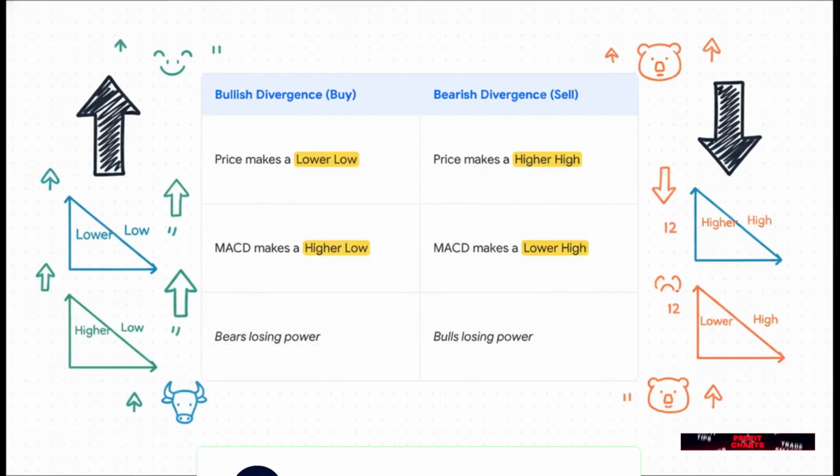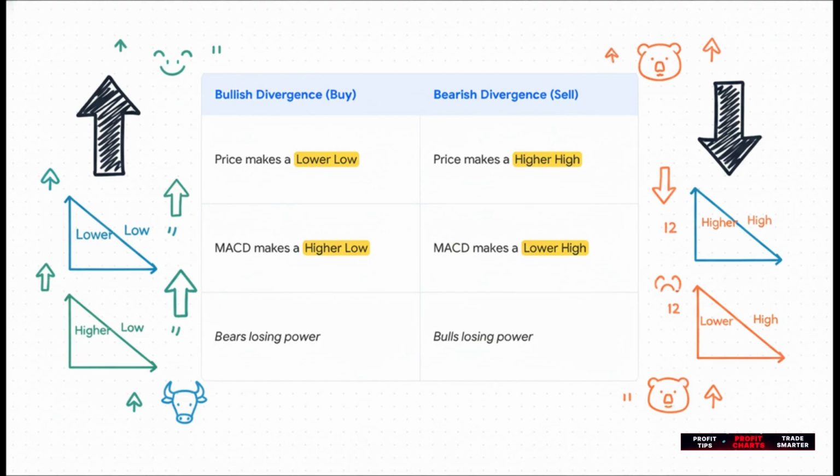Now, this whole thing really breaks down into two flavors, bullish and bearish. On the left here, we've got bullish divergence. This is when the price on your chart makes a new low, but, and this is the key part, the MACD makes a higher low. You see that? That's your clue that the sellers are getting exhausted and the buyers might be ready to take over.